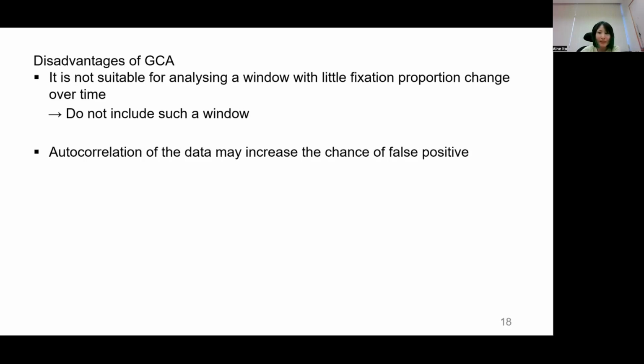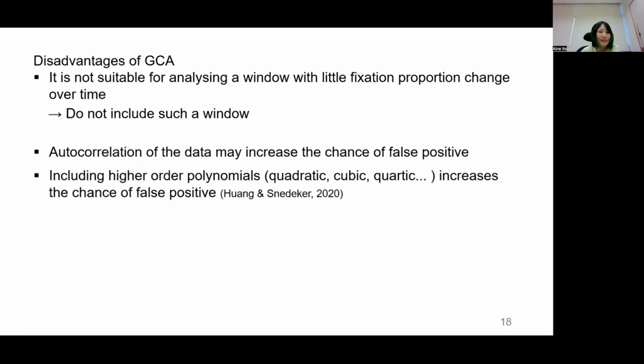And another point is that growth curve analysis can include lots of higher order polynomials. We just talked about linear and quadratic terms, but you can also include linear, quadratic, cubic, quartic, and so on. So you can practically include as many as you want. It's not that you should, you shouldn't actually. But if you do so, it also increases the chance of false positive by overfitting the data. So my advice there would be to include only the polynomials you need in the model.